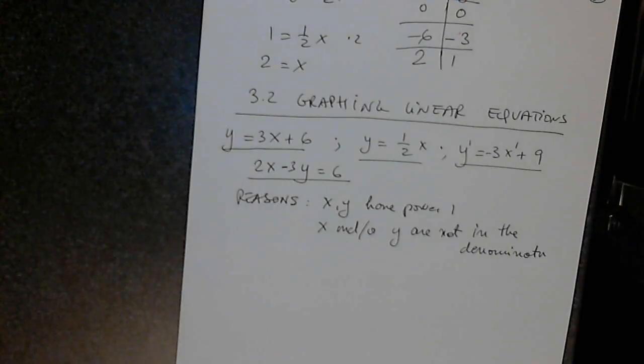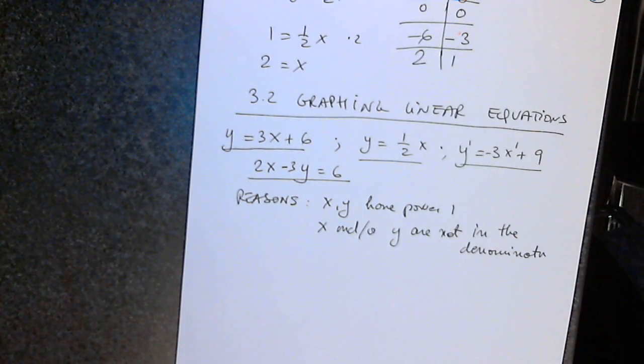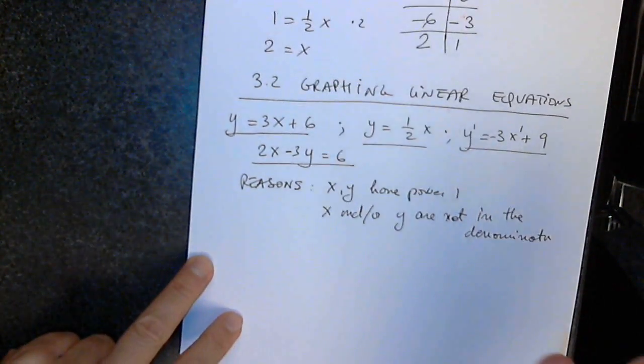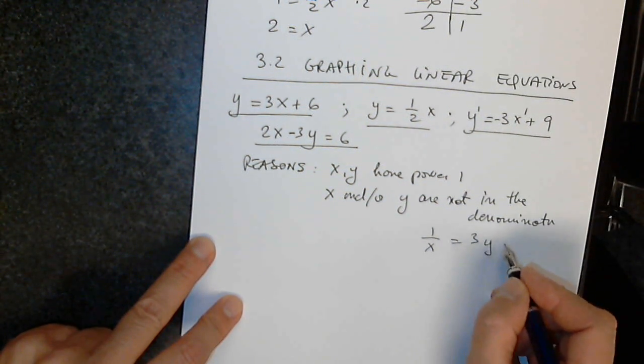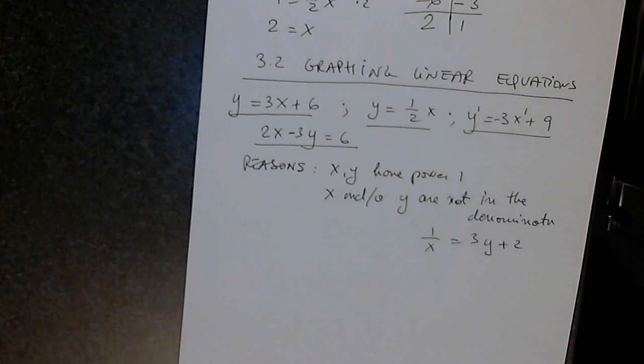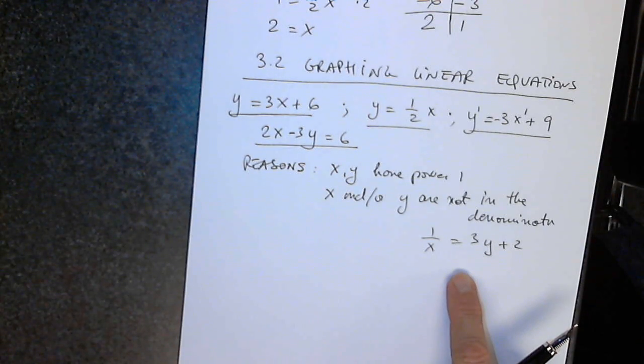Do we see x or y in the denominator and something else on top of it in any of these equations? Okay, let me give you an example in which I have 1 over x equals 3y plus 2. Do I have something like this in those 1, 2, 3, 4?